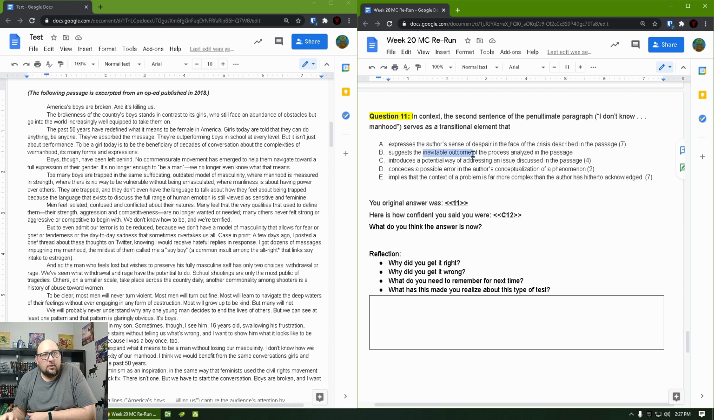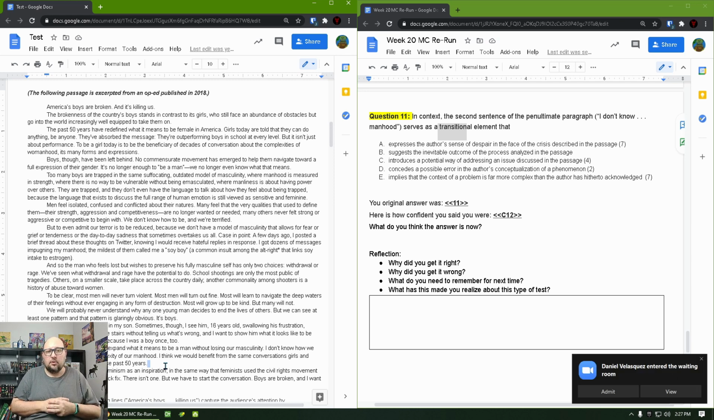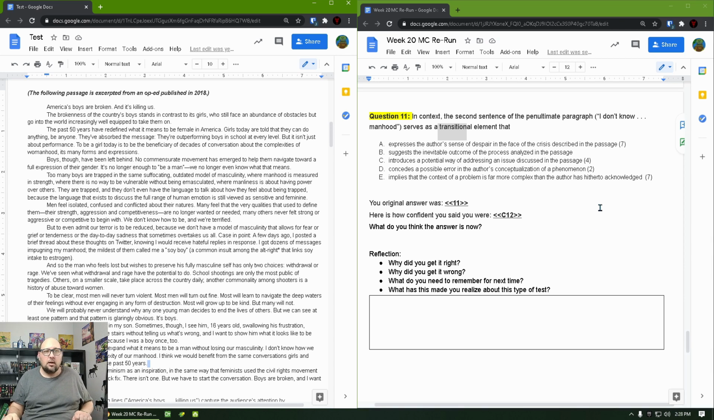And I want to point out something here. It says transitional element in the question. If you're not sure what that phrase means, well, transition. So what is he changing to? Well, right after this, he says there has to be a way to expand it. And then he says, I would like men to use feminism as an inspiration. He uses this phrase to immediately lead into, here's what we can try, here's what we should try. That's the opposite of being inevitable. Inevitable means there's nothing you can do about it. So it's definitely not B.